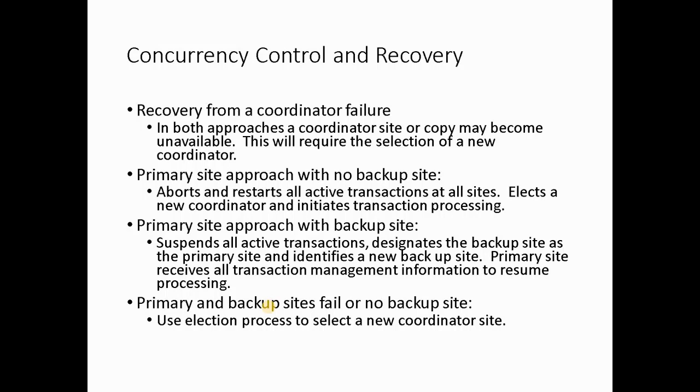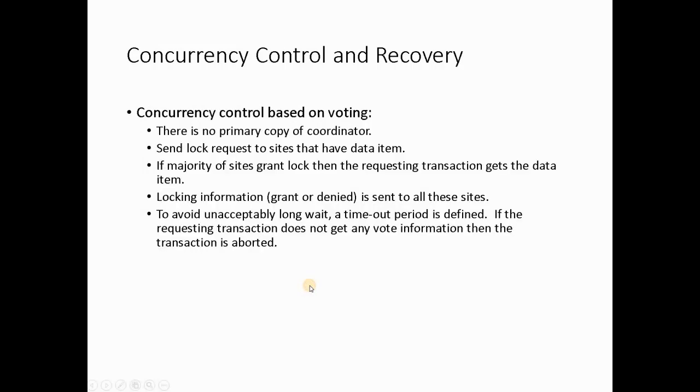So let's say you don't have a primary site as well as no backup sites, or both fail. Then you have to run an election process among the sites. You have to find a new coordinator site. So that's how the recovery happens.